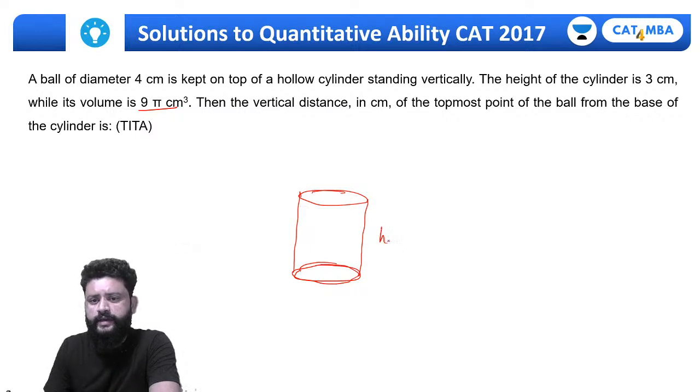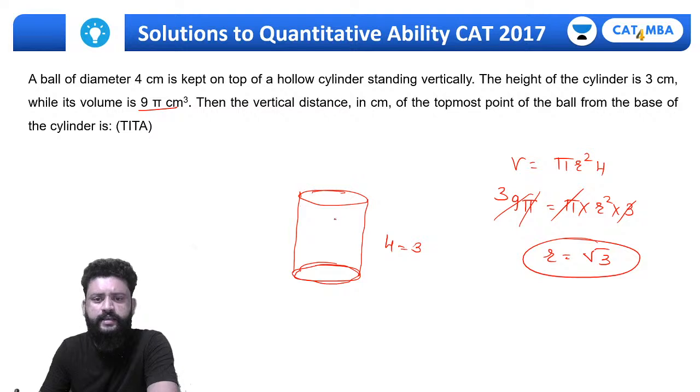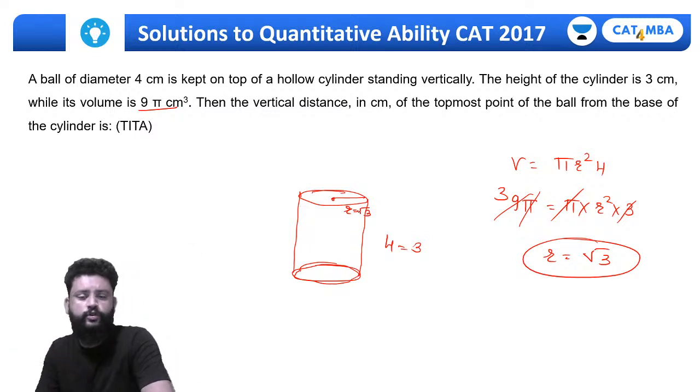Its height is given to us. Height is 3. And what is the volume of the cylinder? Volume is pi r square into h. So volume is 9 pi and this is pi into r square into 3. That simply means the radius of the cylinder is root 3. 3 3s are 9, so radius is root 3. That's what we can conclude.